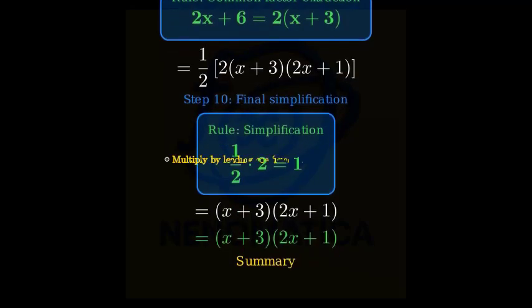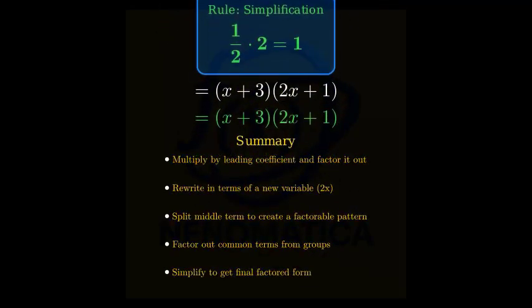Let's review what we've learned. To factor a quadratic expression of the form ax squared plus bx plus c, we can use this method of multiplying by the leading coefficient and then finding a pattern that allows us to factor.